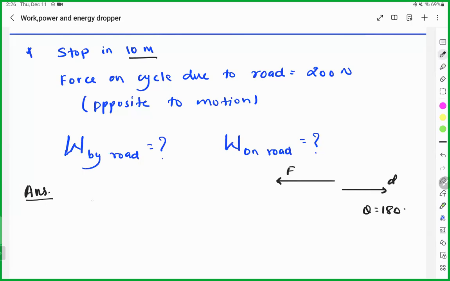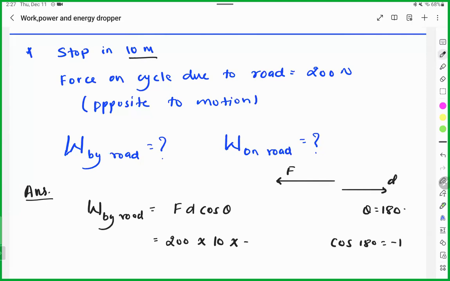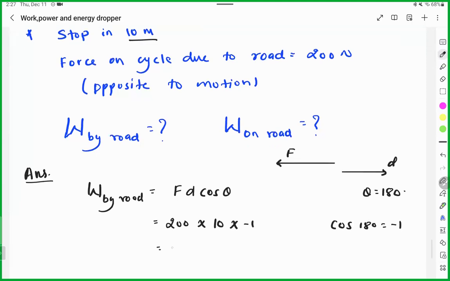In this frictional force, how do we calculate the work done by the road on the cycle? The force into displacement, so we take force into cos 180. So cos 180 will be minus. So minus, force value is 200, displacement 10 meter, and what is the cos 180 value? Minus 1. So it will be minus 2000 joule, which simply says that it is a backward direction force. Correct?